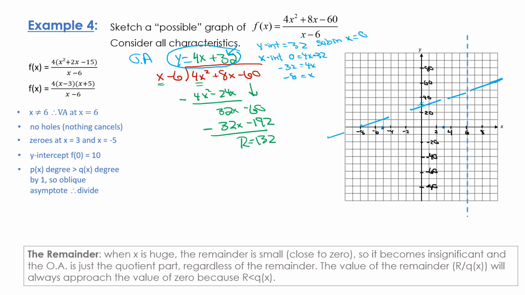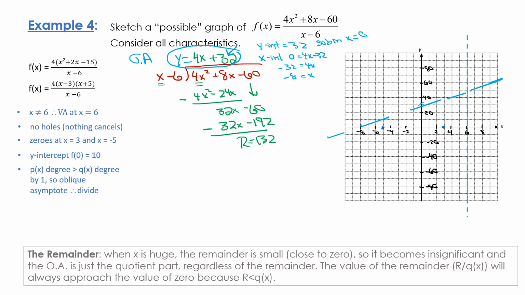Okay, so now we still have to sketch the graph. We've got our asymptotes in there, our oblique asymptote and our vertical. Remember, when you have an oblique asymptote, you will not have a horizontal. It's one or the other. It's either all the way flat or tilted up like this one.